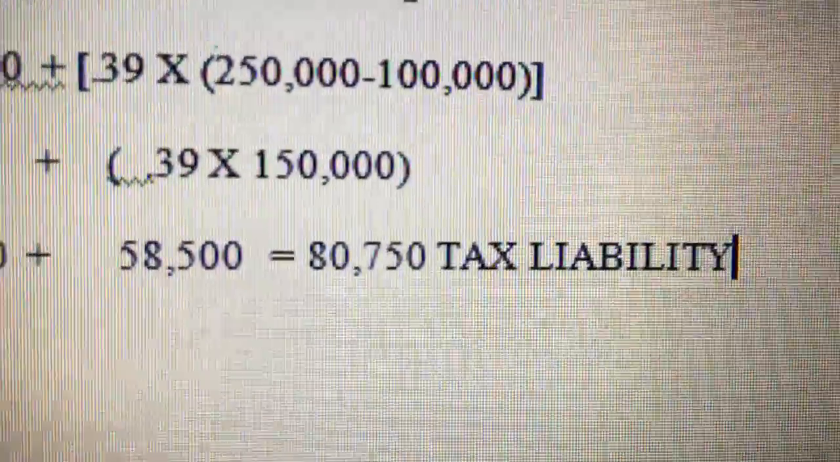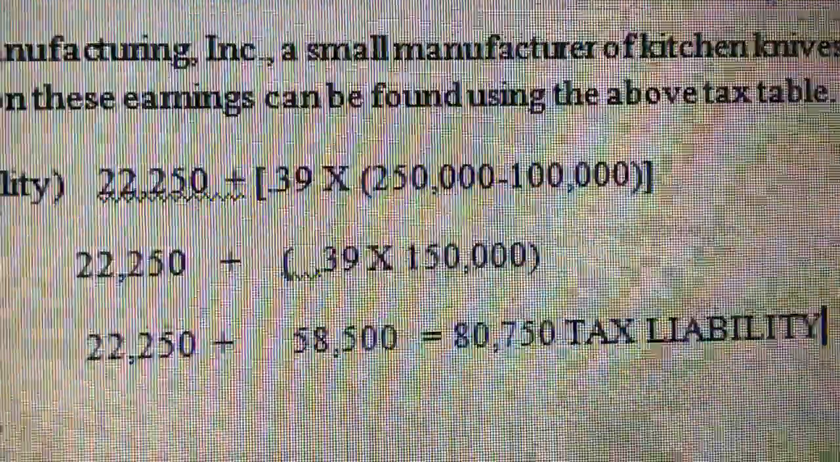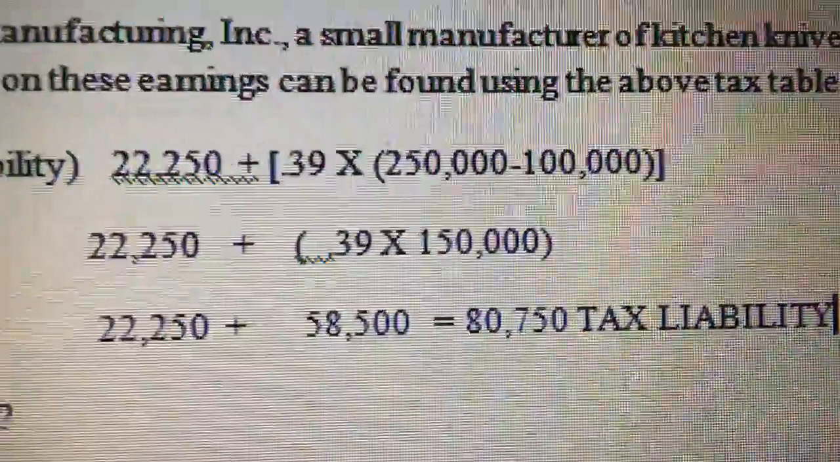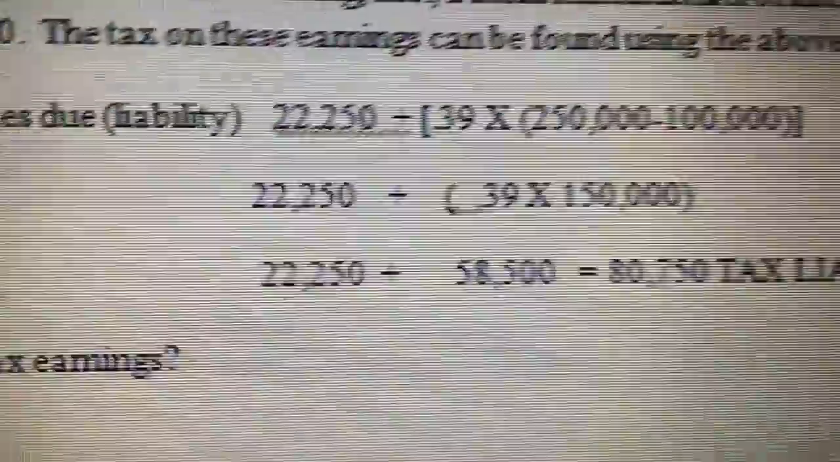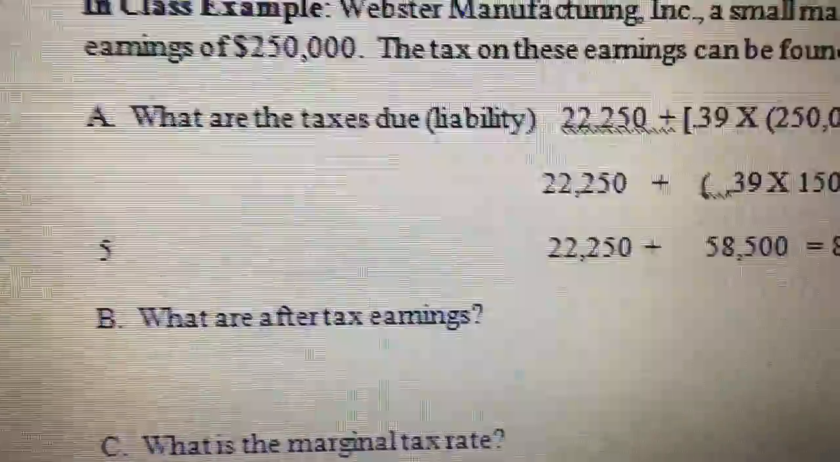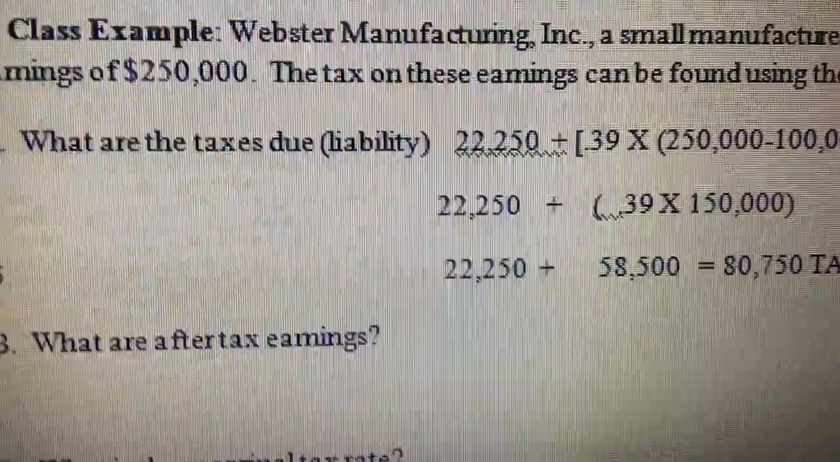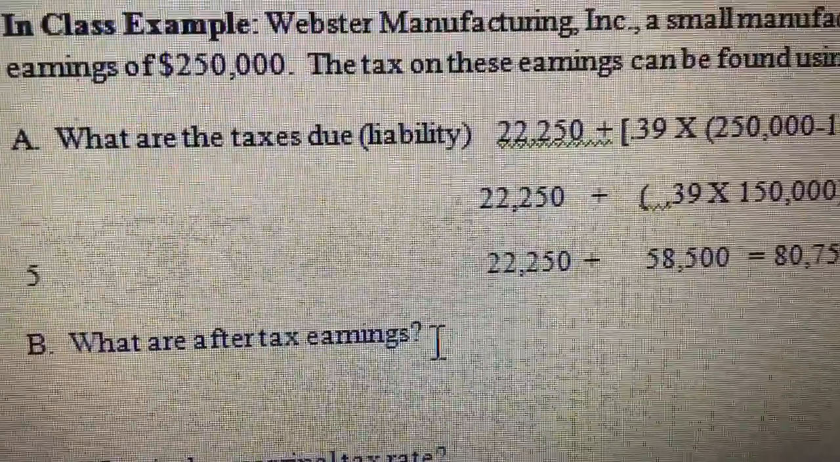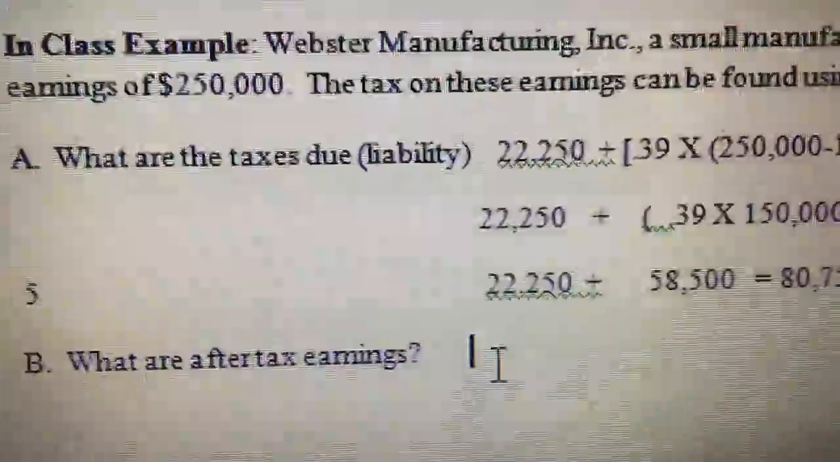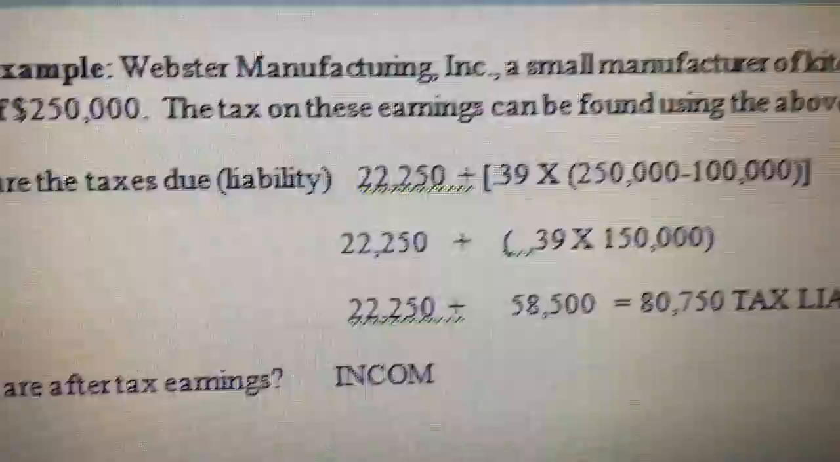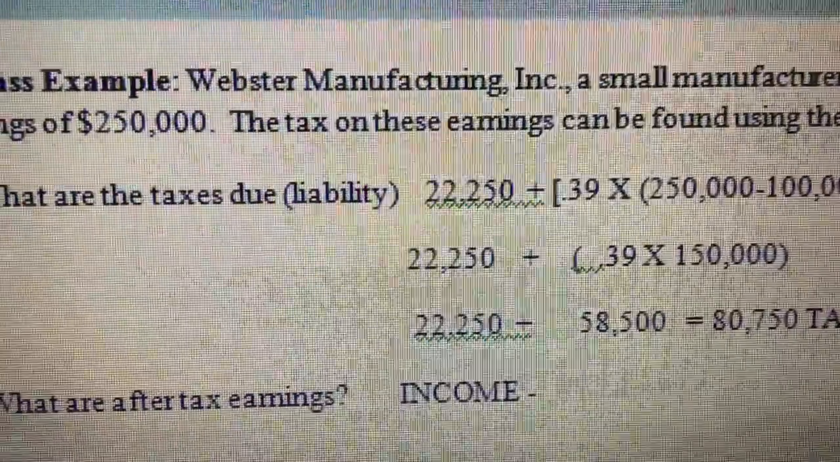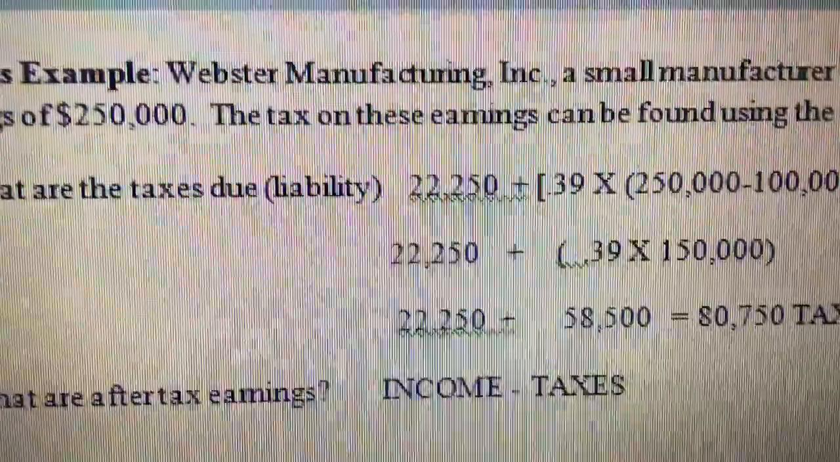Okay, that's what you owe the government as a corporation. That's a lot. That's over a third of your income. So you can see why corporations try to reduce it as much as they can. Now, the next thing in B, we want to know what are the after-tax earnings. Okay, after-tax earnings means your income minus your taxes.